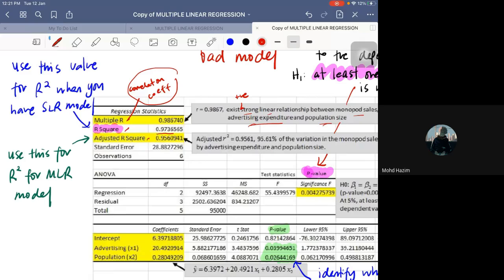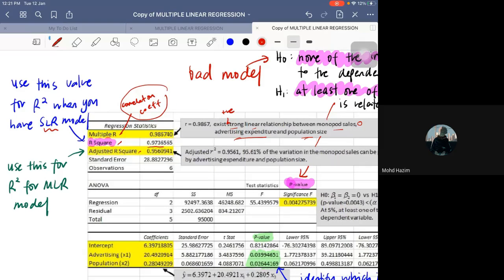When you have simple linear regression, you only have one independent variable in the model. So when you want to find the R square, which stands for the coefficient of determination, you use this particular R square for simple linear regression, one independent variable. However, when you have more than one independent variable, which makes your model a multiple linear regression model, automatically you cannot use R square, but you have to pick the one underneath, which is the adjusted R square.